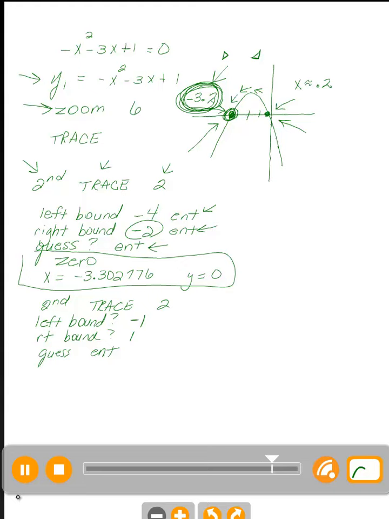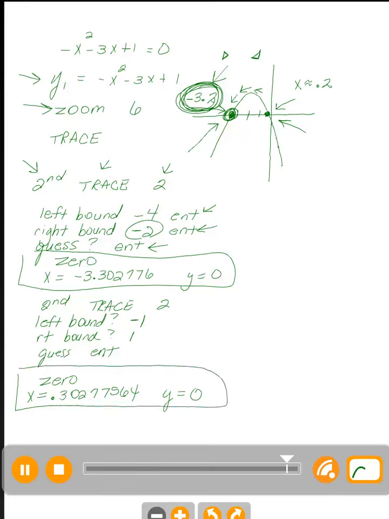And when I do that, let's see what I get. It says zero again, and under it says x equals 0.30277564, and the y is 0. So there's my other intercept. And if it asks you to list these separated by commas, rounded to 2 decimal places, your answer would be negative 3.30, comma, 0.30.